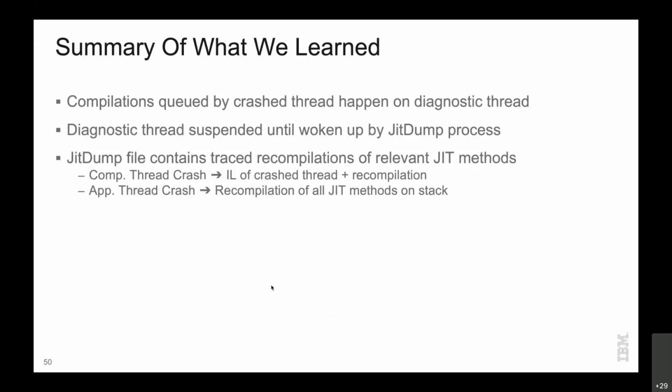The JitDump file contains traced recompilations of the relevant JIT methods that we found. For compilation thread crashes, this is the IL of the crash thread and the recompilation of the method that crashed. And for application thread crashes, it's a recompilation of all JIT methods that we found on the stack.